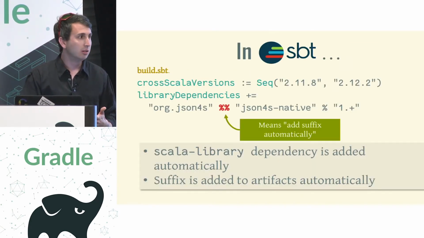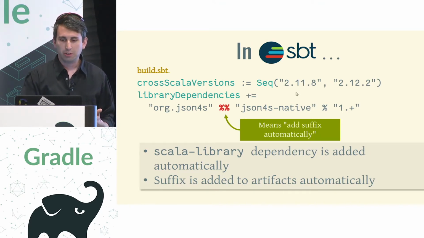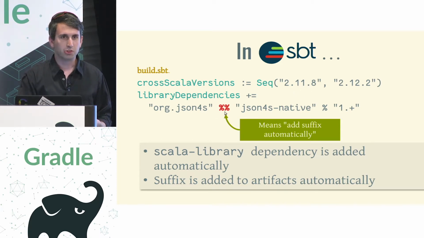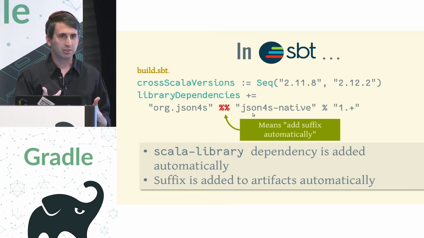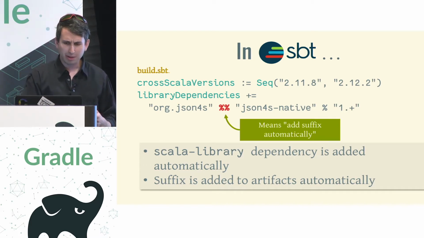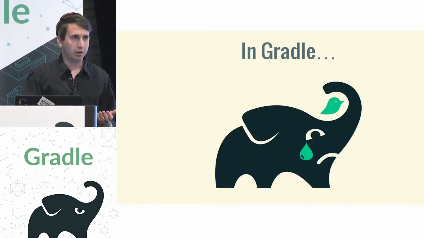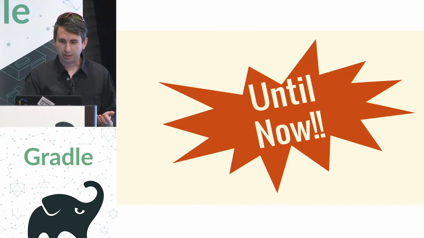In SBT, which is sort of the de facto standard Scala build tool, it's trivial. You just list out the versions of Scala you want to support, and then in your dependencies list, you can use this magic %% operator between the group and the artifact ID, and it knows to then suffix the proper Scala version onto the artifact ID for you. And then it'll also automatically add that suffix to your jar file artifact or whatever. But there was really no good way to do that in Gradle that I could find. So I wrote a plugin, and that's what we're talking about today.